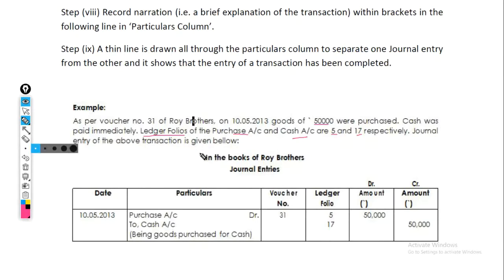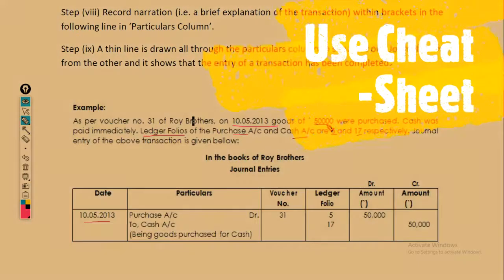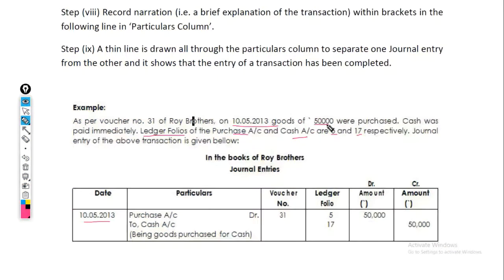The journal entry of the above transaction is given below. This right here is the date, 10/5/2013. As goods were purchased, goods came in; debit what comes in, credit what goes out, as goods is a real account. These goods are represented by purchase, that is debit, and the voucher number, the source document, the receipt, is 31. Cash went out, that is cash is to be credited because it went out. There is a separate column right here. You can see debit 50,000, credit 50,000, hence the books are balanced.